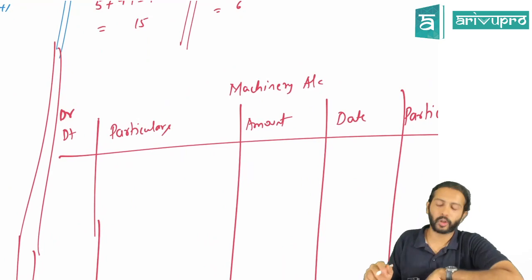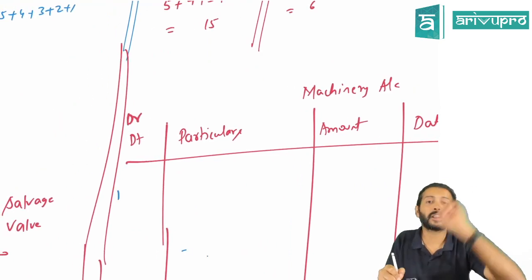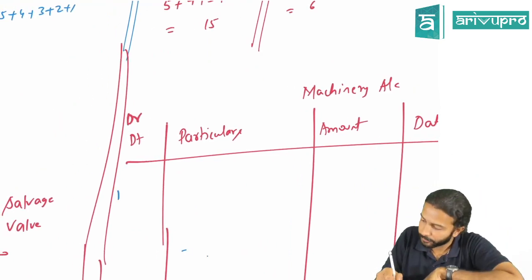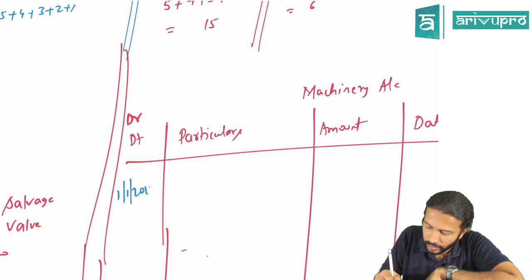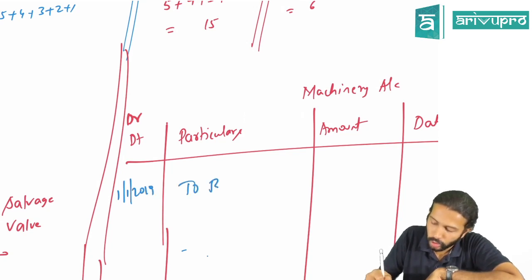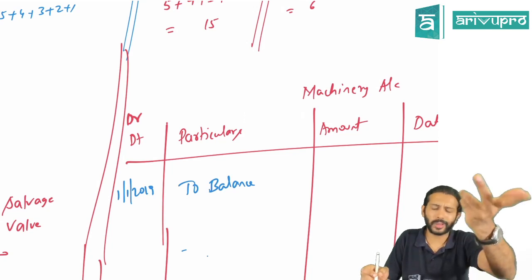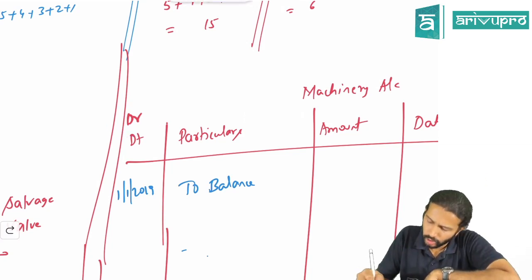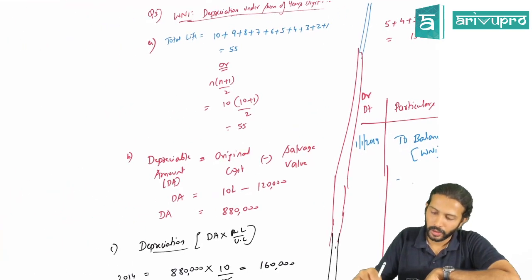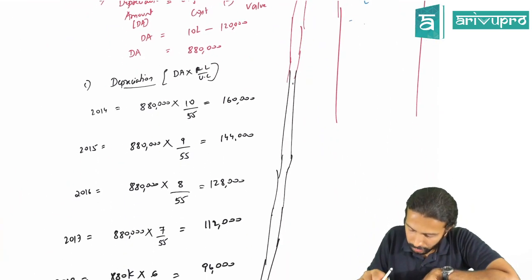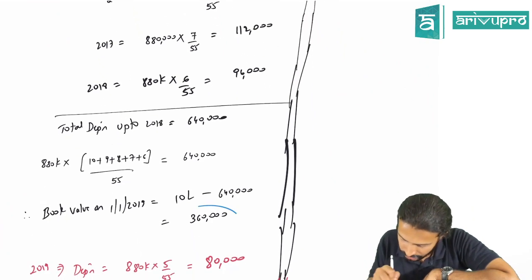Okay, first thing what I'm going to write. They asked you to prepare machinery ledger only for 2019. So on 1st January 2019, first thing you need to write is opening balance. All the assets will have opening balance on the debit side, yes? So, to balance brought down. This is as per my working note number 1, which gives me the book value of the asset on 1st January 2019. How much is that?